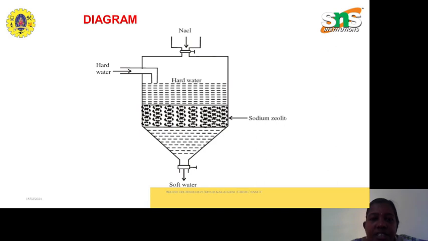This is the diagram for the zeolite process. In this tower, in the middle part, a sodium zeolite bed is fixed. So hard water is directly fed into the sodium zeolite bed. All the hardness producing salts are deposited on the sodium zeolite.